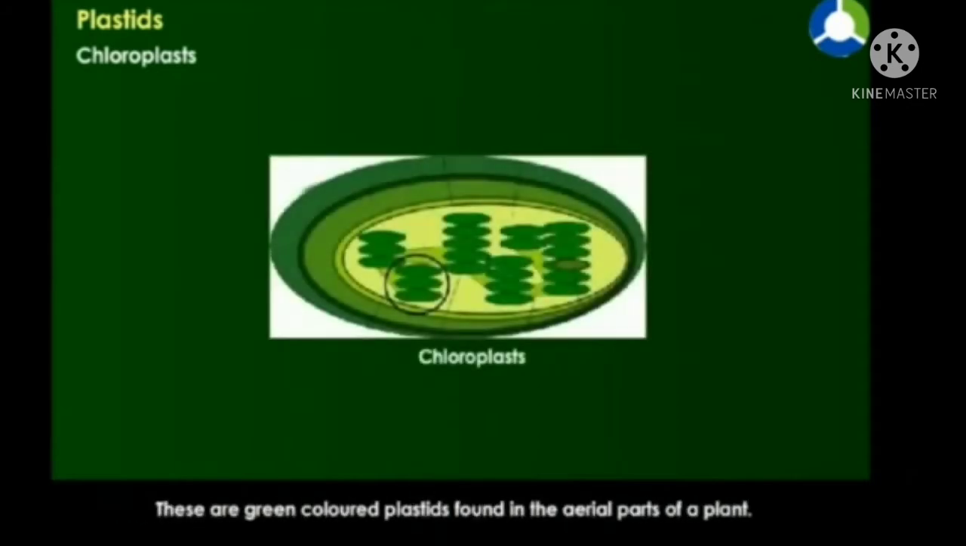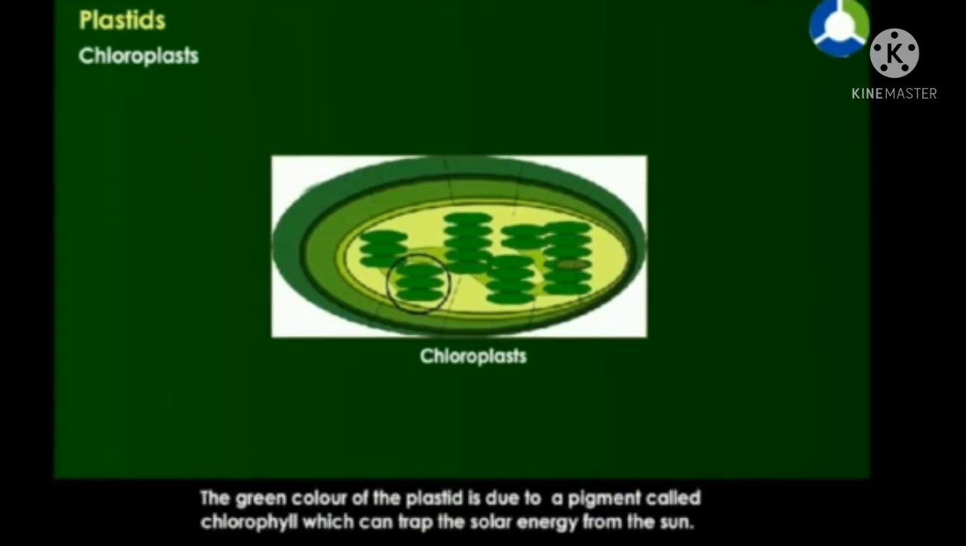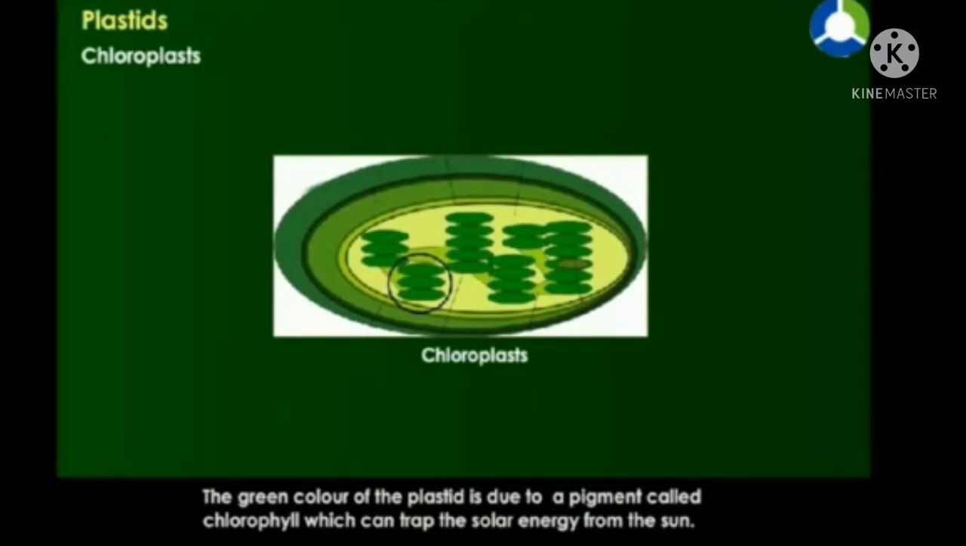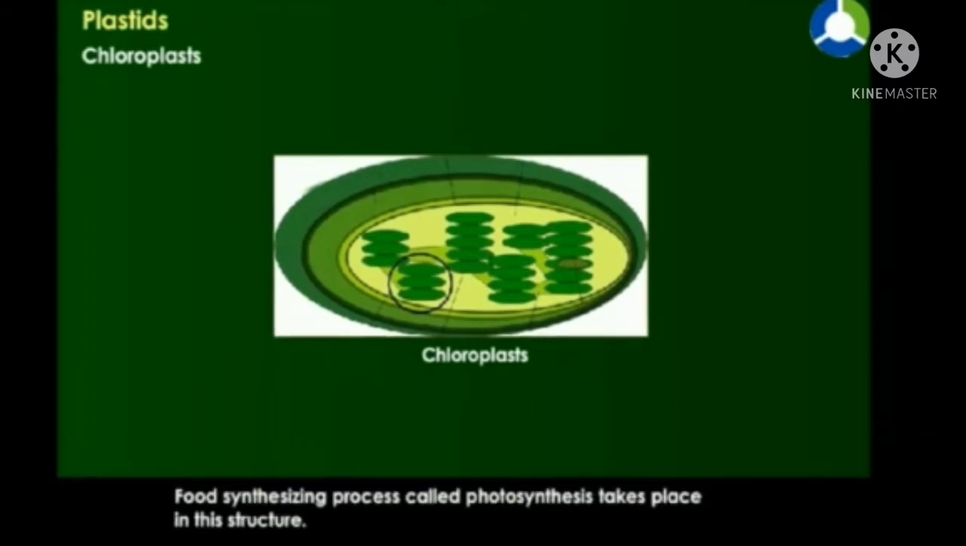The first one is chloroplasts. These are green colored plastids found in the aerial parts of a plant. The green color of the plastids is due to a pigment called chlorophyll, which can trap the solar energy from the sun. Food synthesizing process called photosynthesis takes place in this structure.